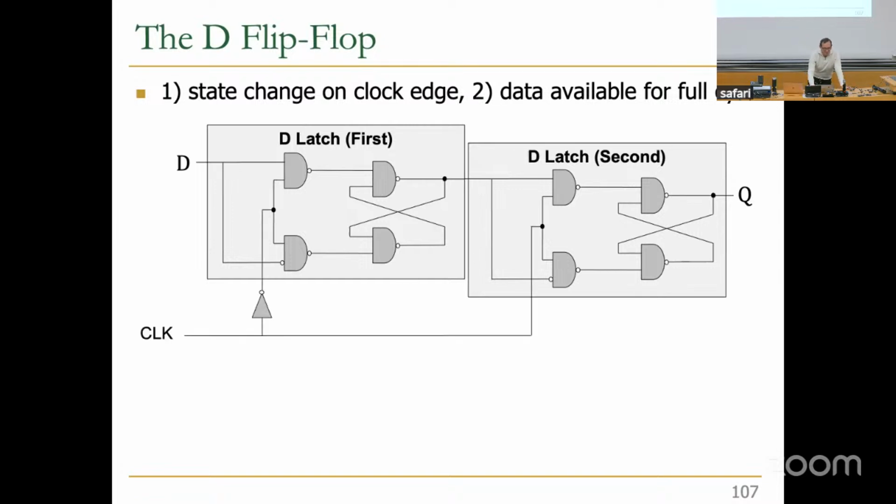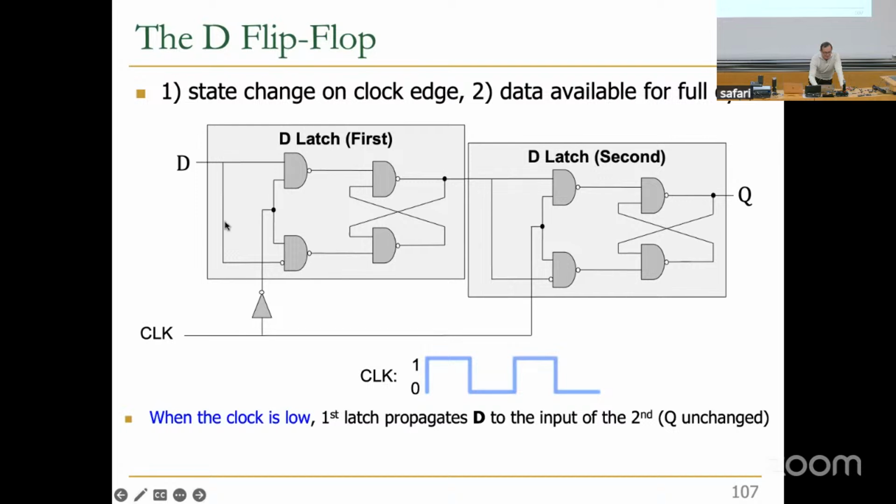So what happens? I'm going to wire the clock this way. Clock high write-enables this one. Clock low write-enables this one. Now let's take a look at its behavior. When the clock is low, this is write-enabled. The D value gets passed over here based on the operation of the D latch, but it doesn't go over here because the clock is low and write enable is 0 over here. Essentially, the first latch propagates D to the input of the second latch. Q doesn't change, which is exactly what we want.